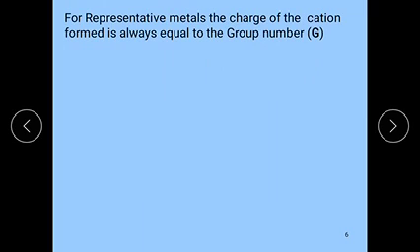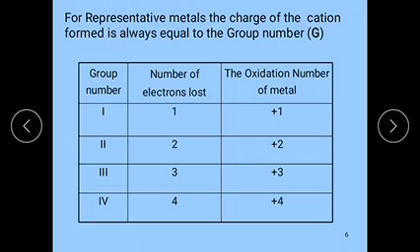For representative metals, the charge of the cation formed is always equal to the group number. Next, looking at the examples of first A, second A, third A and fourth A groups: if the number of electrons lost is 1, as in the first A group element, it is taken as +1 oxidation state.